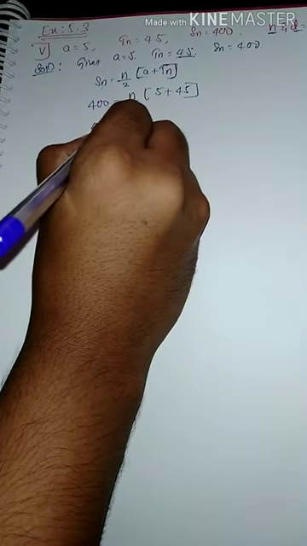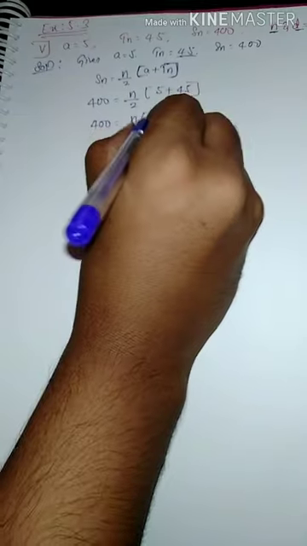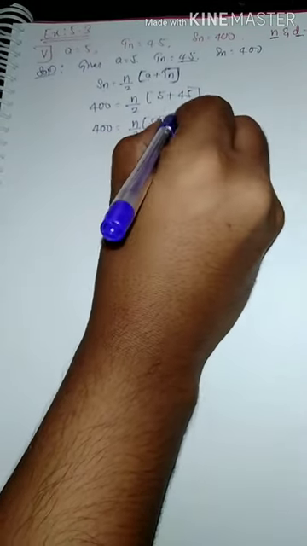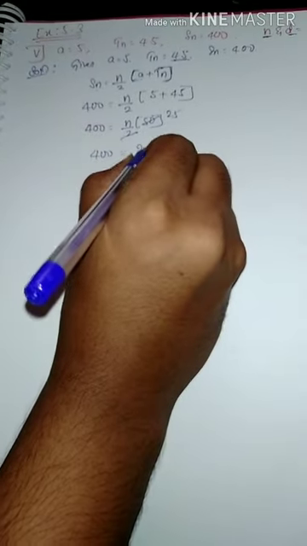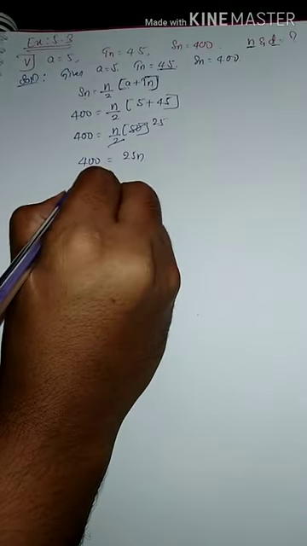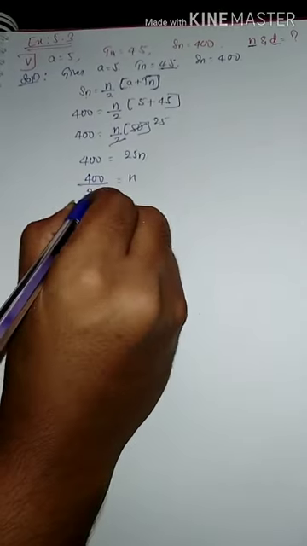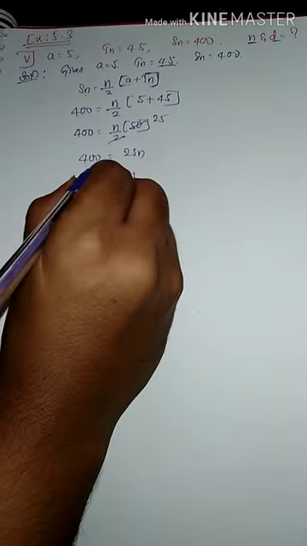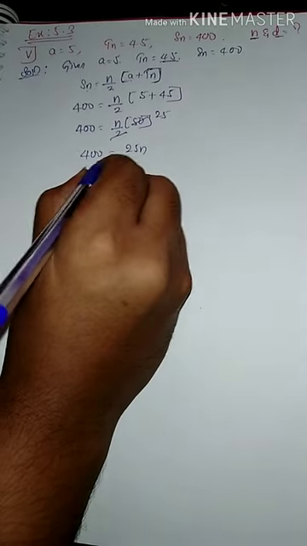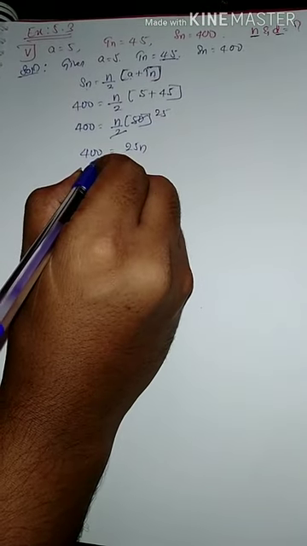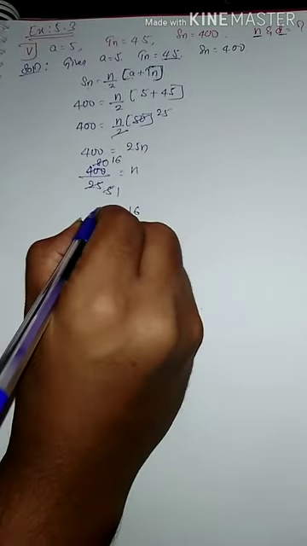So 400 is equal to n by 2 into (45 plus 5 is 50). 2 1s are 2, 25s are 25. So 400 is equal to 25n. Now 25 moves to the left hand side. 400 divided by 25 is equal to n. 5 5s are 25, 5 8s are 40, 0. 5 1s are 5, remainder 3, 5 6s are 30. So n is equal to 16.